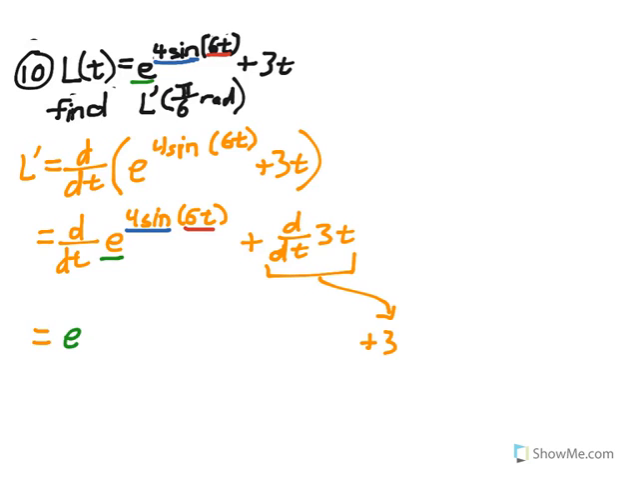So this is going to be e to the 4 sine 6t. Remember, derivative of e to the x is just e to the x, so we just consider the e part, and then we just consider the 4 sine whatever, so this is going to be times a quantity 4, alright, derivative of sine is cosine, and leave the inner function alone.